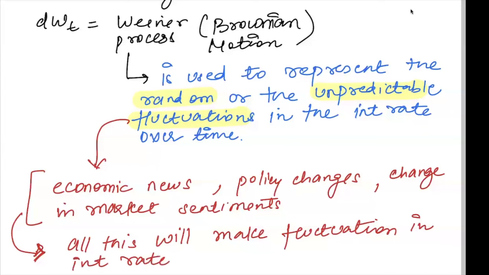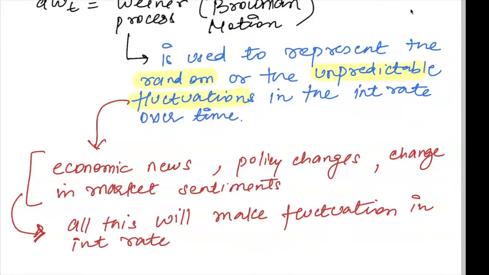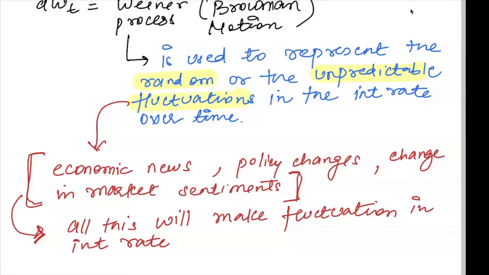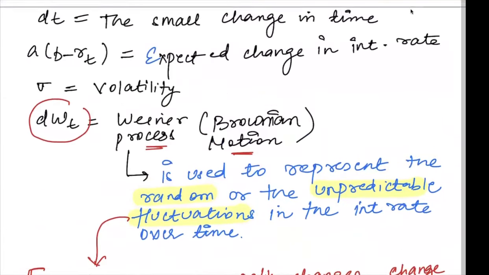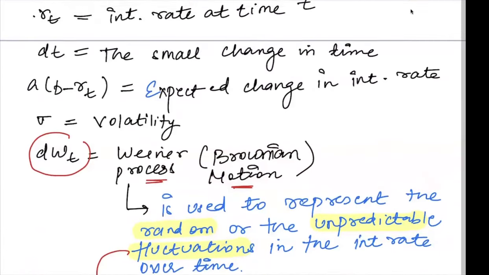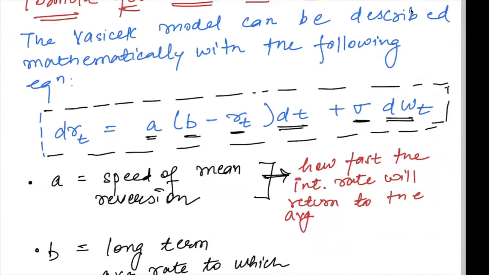Okay, perfect. So with all this, economic news, policy changes, anything happening, you'll see certain fluctuations in the interest rate. Now how do we model those fluctuations? That is modeled by the term dW_t, which is called the Wiener process or the Brownian motion. Any doubts up till now?